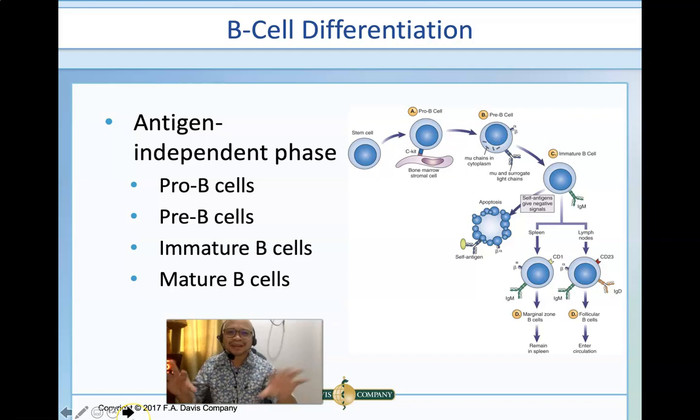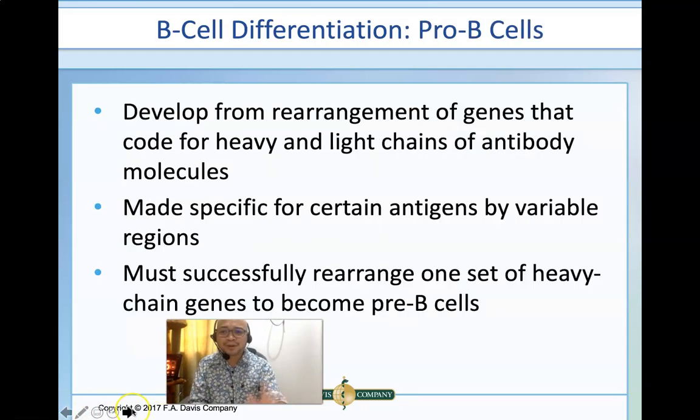Okay, so that is in a capsule. That is the differentiation of B cell. Okay, so let's discuss again the cells, each of the cells one by one. So let's start with the pro B cells.